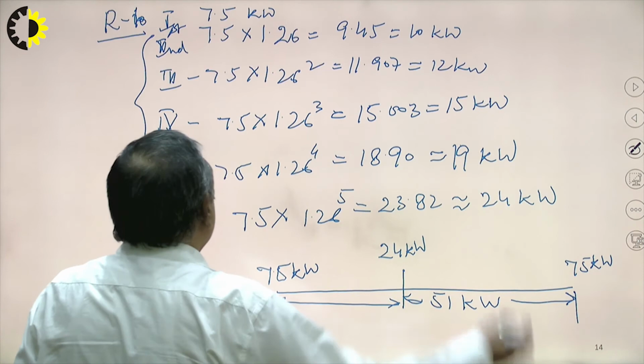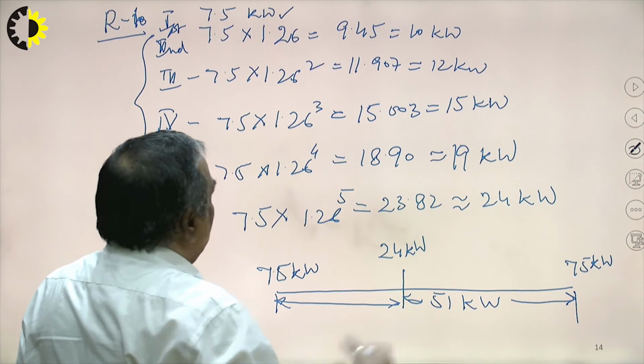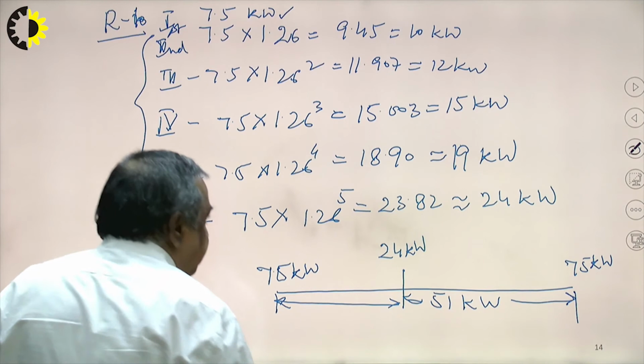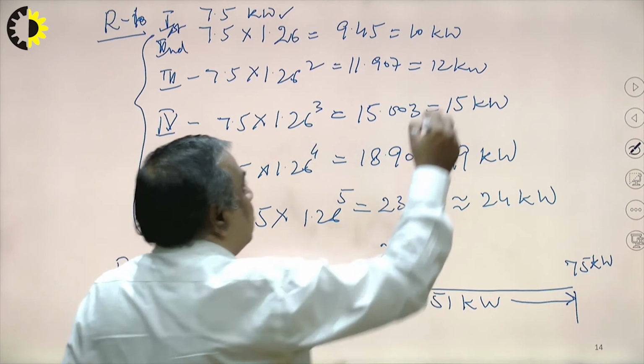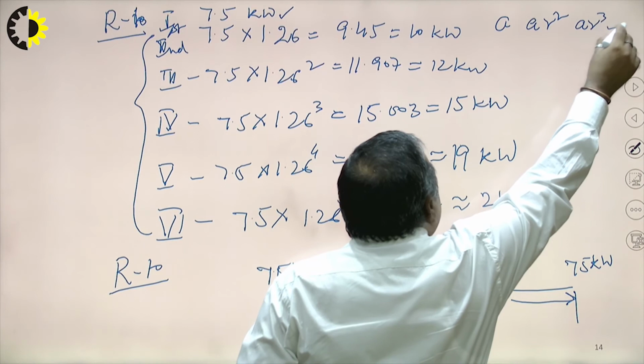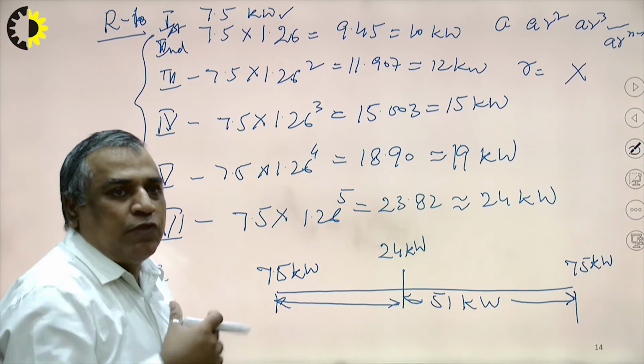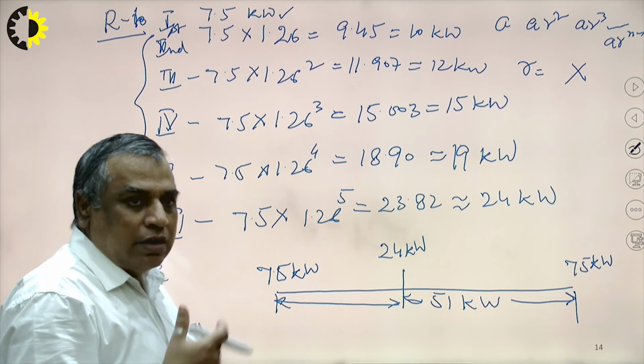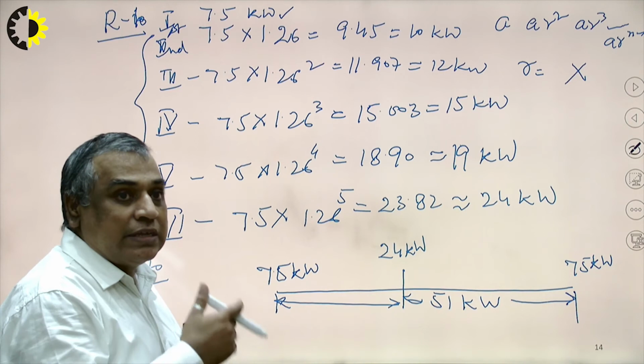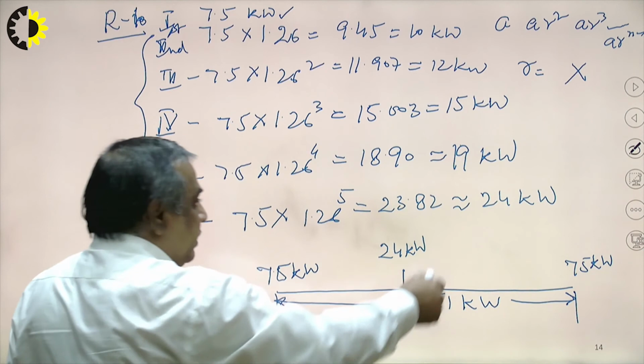You should start thinking in the optimal way. Some authors suggest we should use it like a simple arithmetic progression. We should take AR, AR square, AR cube and AR n minus 1 and calculate R. That is not correct. We should use these five basic series recommended by Charles Renard, or we should use the derived series to decide the sizes of the components. If it is there, you calculate all between 7.5 to 75 kilowatt and then use the derived.